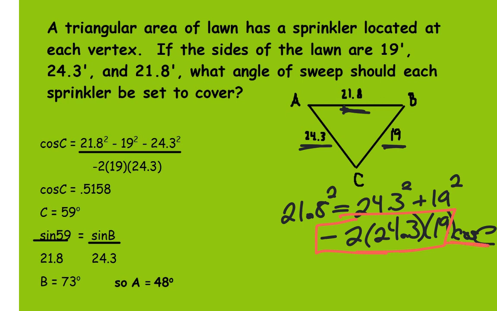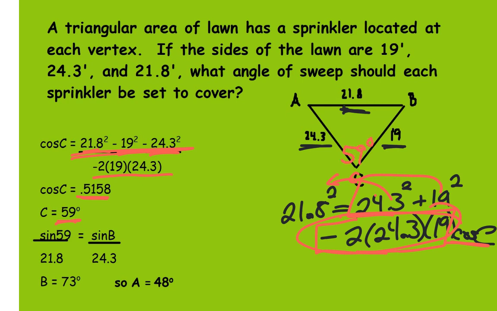So you do not take and put in your calculator 24.3 squared plus 19 squared minus 2 times 24.3 times 19 and hit enter and get a number in front of the cosine. Do not do that. You've got to move these two over to the other side, which is what happened here, subtracted them, and then divide by whatever is in front of the cosine of C. And that gives me this decimal. Take the inverse cosine and I get 59 degrees. So C is 59 degrees.